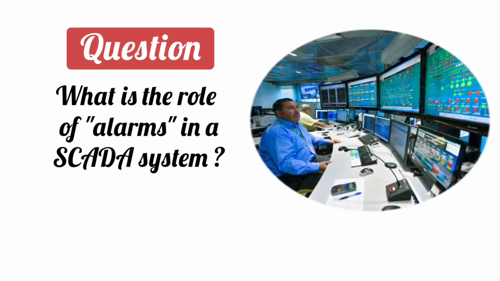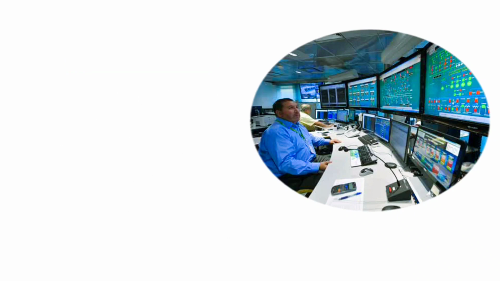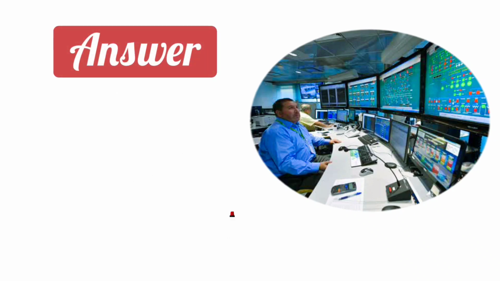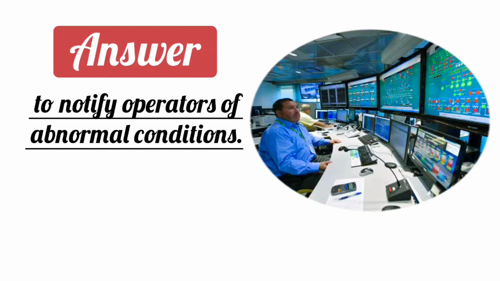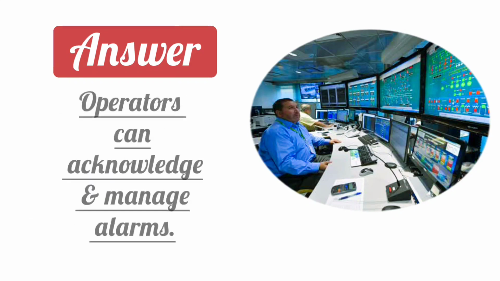Next question is, what is the role of alarms in a SCADA system? And how are they typically configured and managed? Answer is, alarms in a SCADA system are used to notify operators of abnormal conditions. They are configured with predefined set points and conditions, and operators can acknowledge and manage alarms through the SCADA interface.